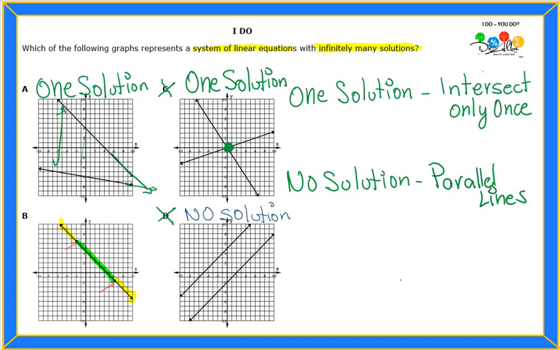Infinitely many solutions means that my lines are overlapping. If my lines are overlapping, then I know that that's going to be infinitely many solutions. Therefore, our answer for this, yes, it will be answer choice B.